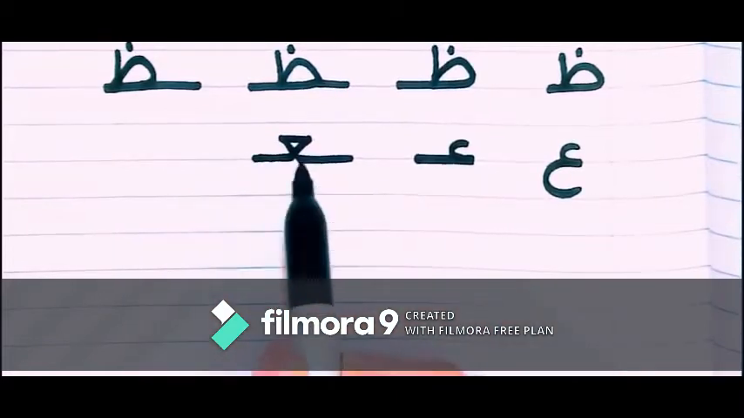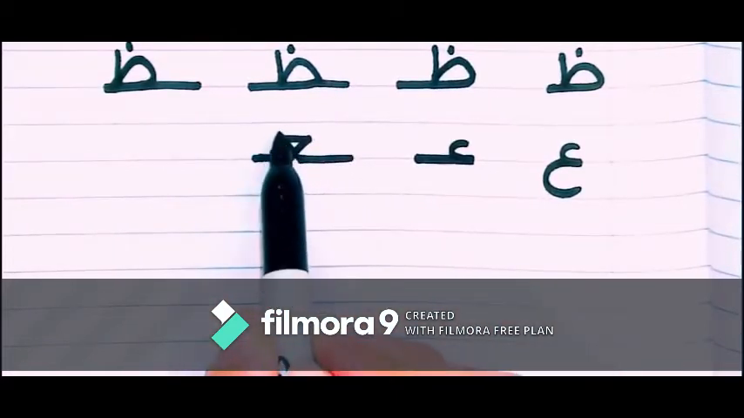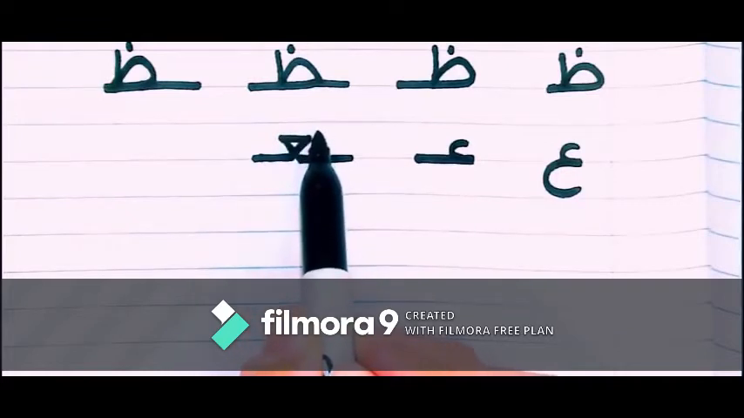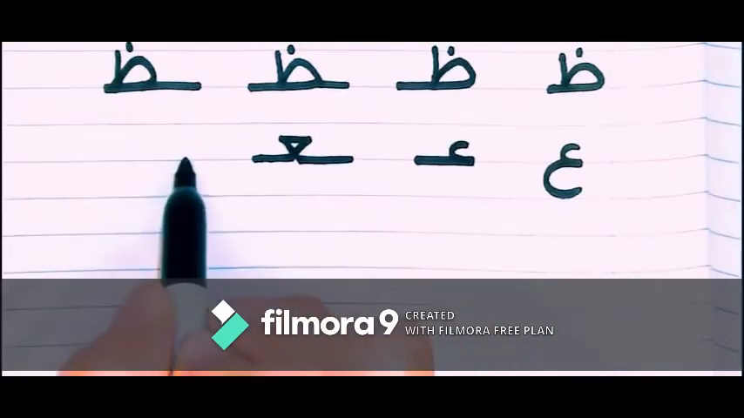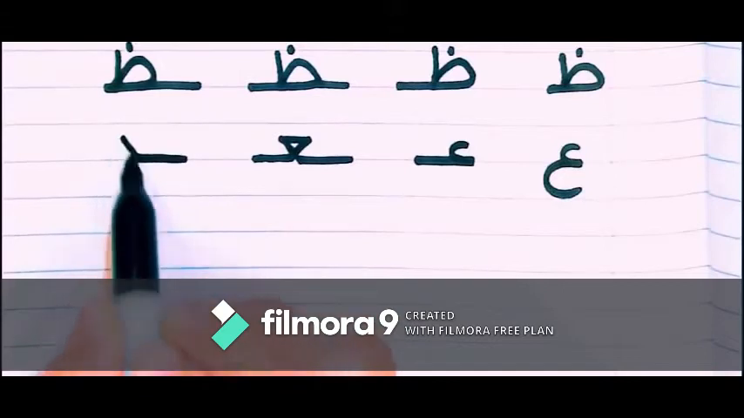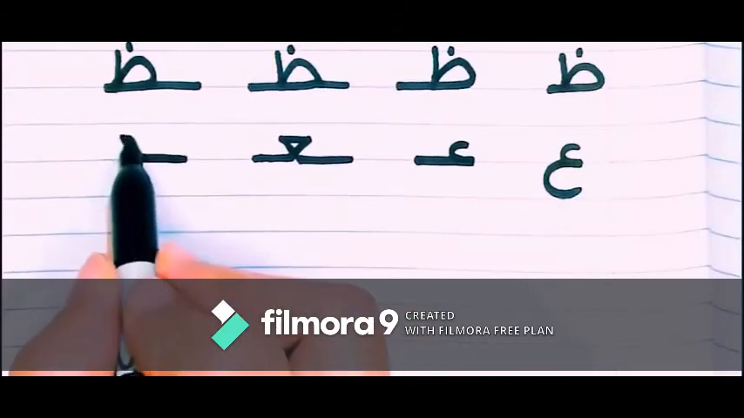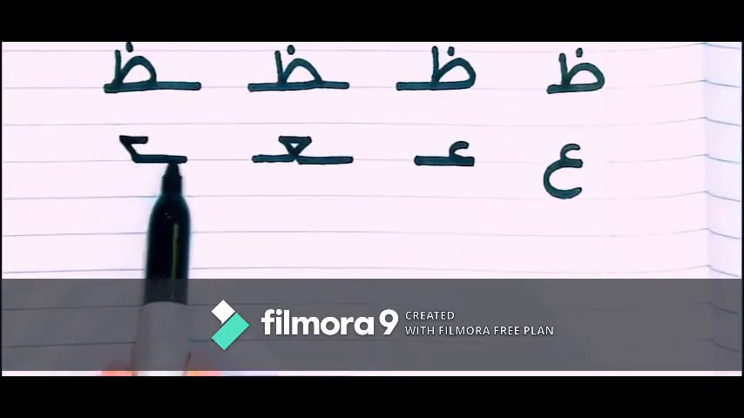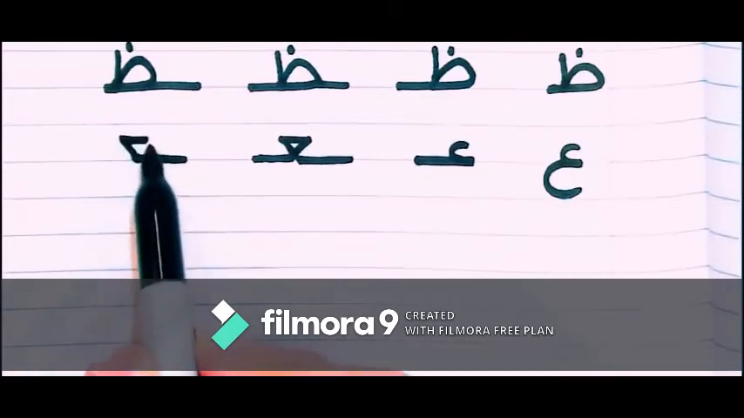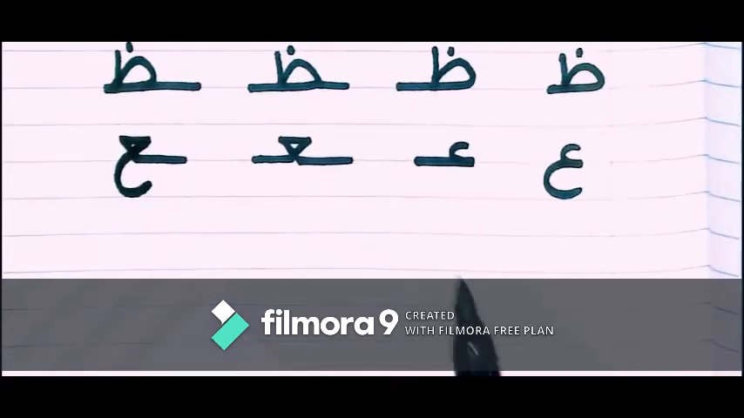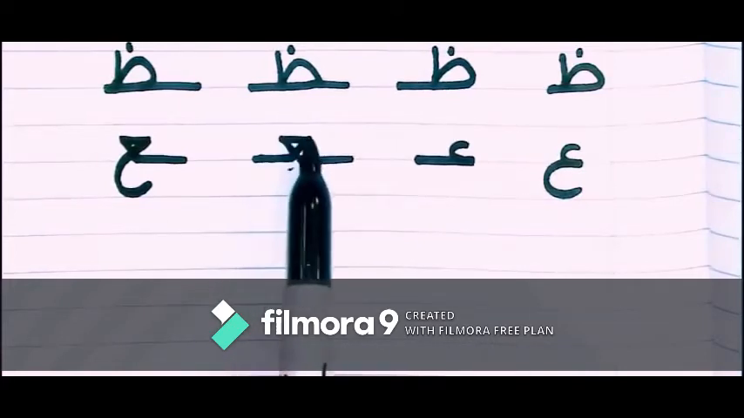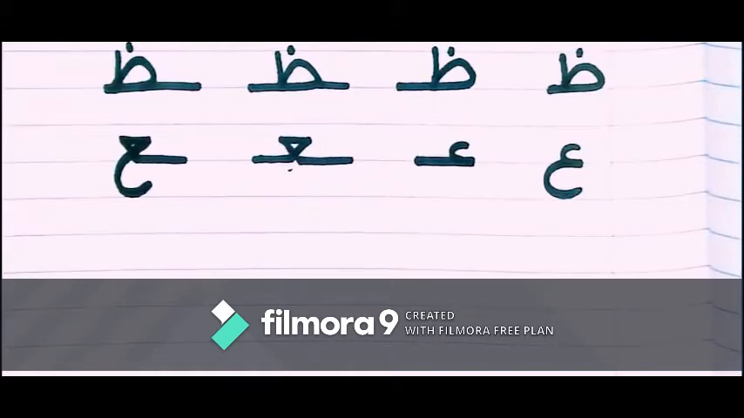You see how I did it? I started from here and I went up, went right, and went down, and that's the ayn. That's the middle form. The final form is the same upside down triangle because it gets connected. See, I'm starting here, going up, going right, and then going down and getting the tail of the regular ayn. So be careful with this one right here. It's an upside down triangle.